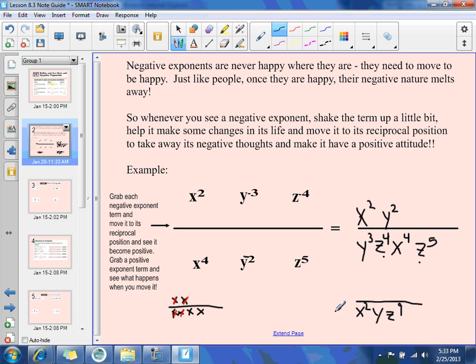Now, do you notice that everybody went to the denominator? Everybody's in the basement. So guess who needs to be in the numerator? If nothing is there, we always put a 1. This would be your final answer. You have as few x bases as possible, as few y bases as possible, and as few z bases as possible, and everything is simplified.